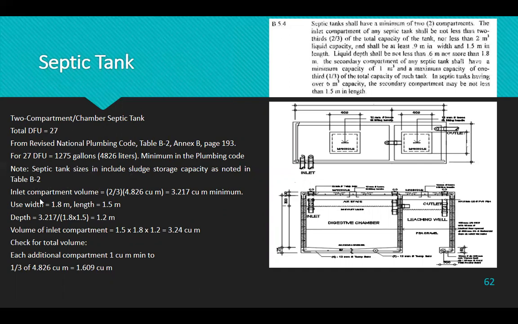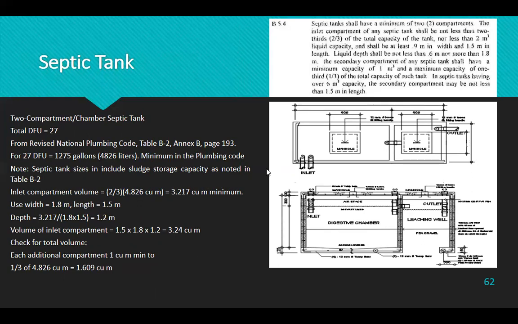Table B2. Now, pag-compute the inlet compartment volume, yung first compartment, that is 2/3 of the total capacity. So this is 2/3 of 4.826 cubic meter is 3.217 cubic meter minimum. So this is also above 2 cubic meter. So approved. Use width 1.8 and length 1.5.